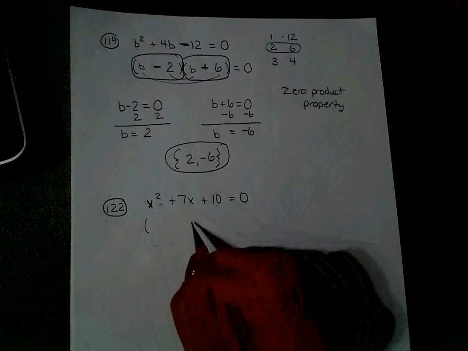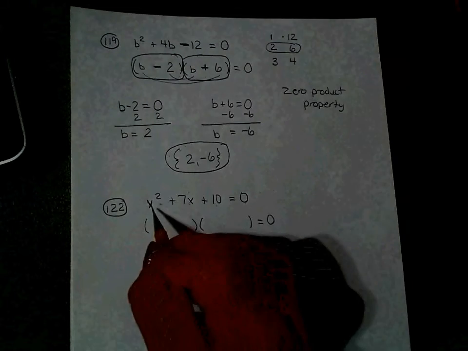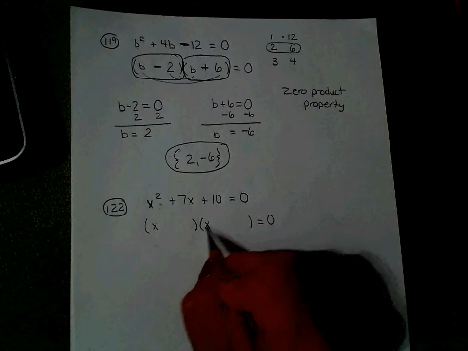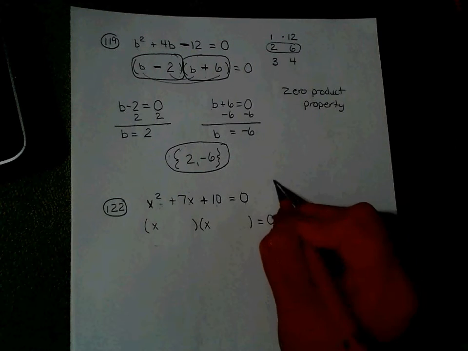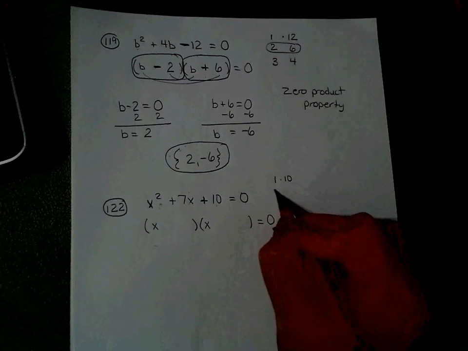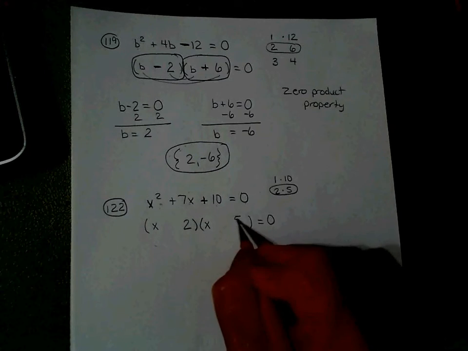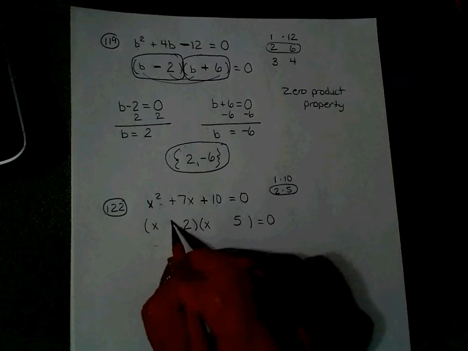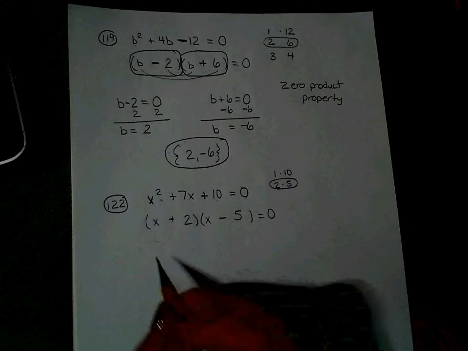I do two parentheses. X and X, two numbers that multiply to give me 10, that add to give me 7. 1 and 10 won't do it. 2 and 5 will. To get a positive 7, they both have to be positive. I now have two baby equations. I set each baby equation equal to 0.